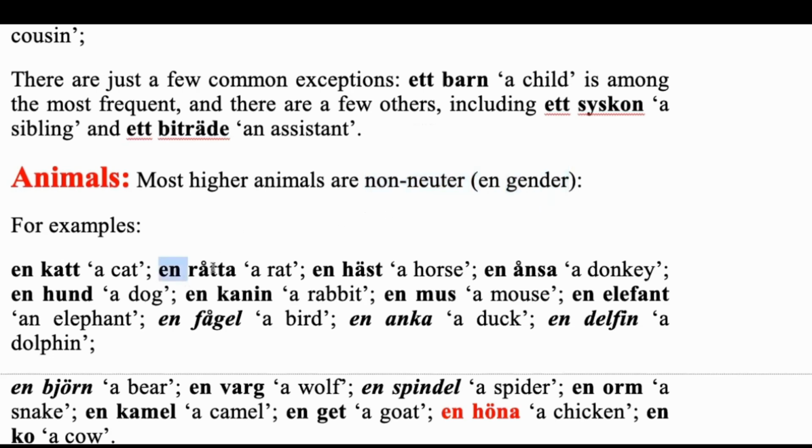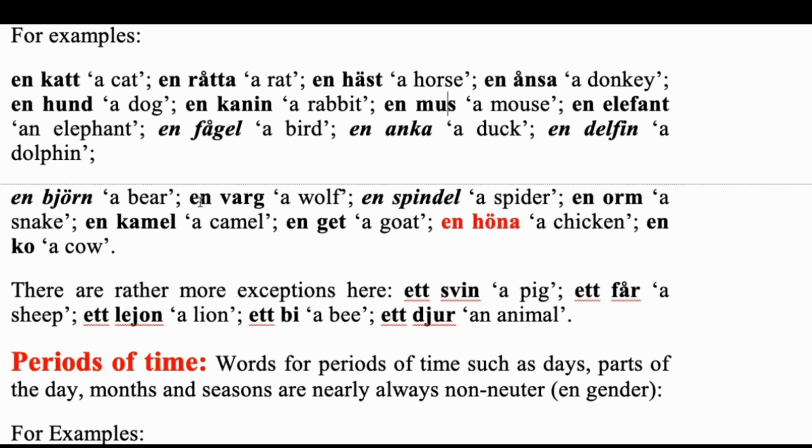For example, en katt, a cat, en råtta, a rat, en häst, a horse, en åsna, a donkey, en hund, a dog, en kanin, a rabbit, en mus, a mouse, en elefant, en fågel, a bird, en anka, a duck, en delfin, a dolphin, en björn, a bear, en varg, a wolf, en spindel, a spider, en orm, a snake, en kamel, a camel, en get, a goat, en höna, a chicken, and en ko, a cow.